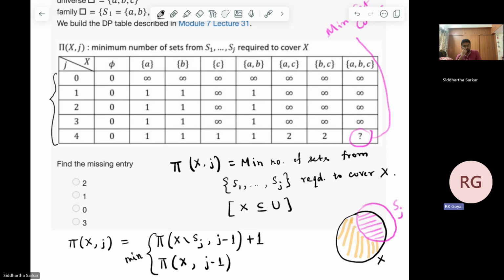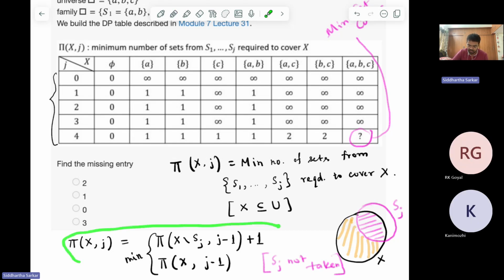I don't understand the interpretation of the second one. We decided not to consider Sj. Then it becomes the minimum of X comma j minus 1, and these values must have already been calculated, since every time we are taking j minus 1 as the second argument. It makes sense. Yeah, it's clear. I cannot think of any other possibility. So we are filling this table bottom up. So this is the recurrence.